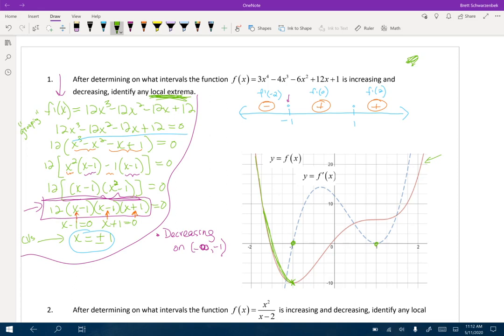So what else do we know? Well, look at the rest of the signs on the graph. They're all positive. So that means we know that this function is increasing on, it looks like, from -1 to 1, and then from 1 to infinity, with a union between it.